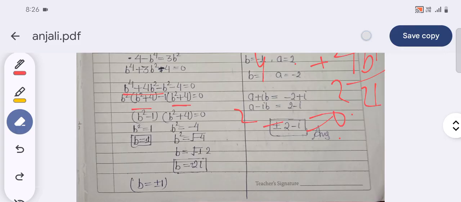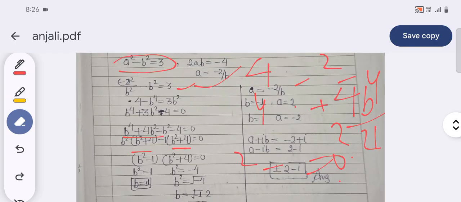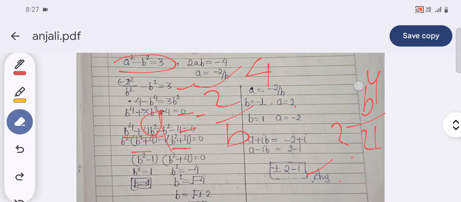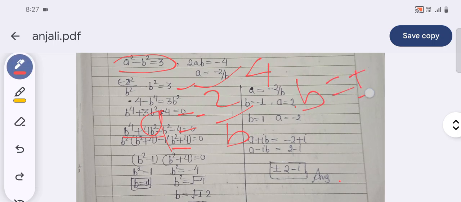So first of all, a is equal to minus 2 upon b. How will we find the values of a and b? So b is equal to plus minus 1. Is it clear? First we will put b is equal to 1, then a will come: a is equal to minus 2 upon 1, which is minus 2.